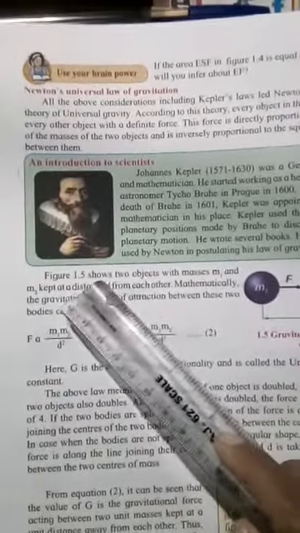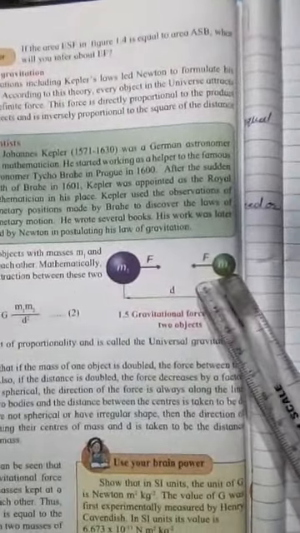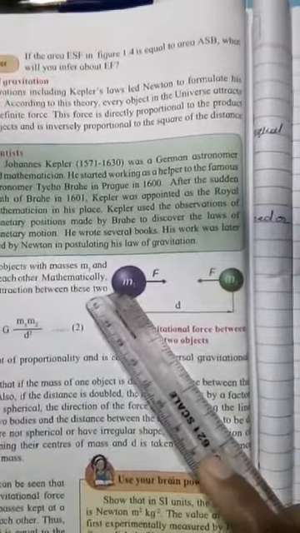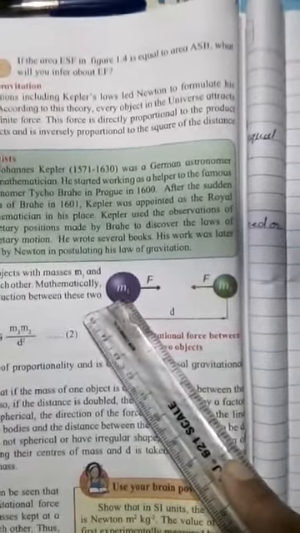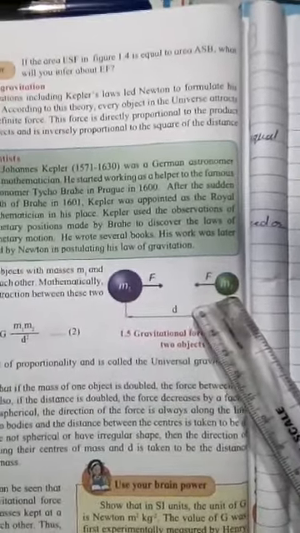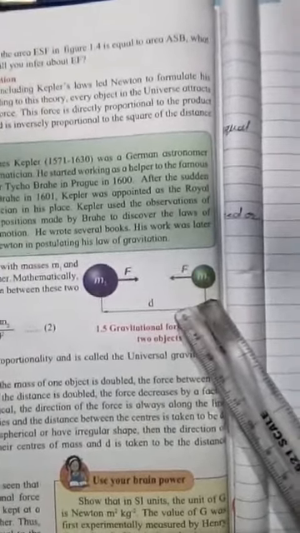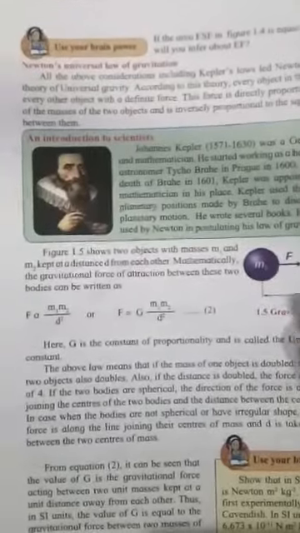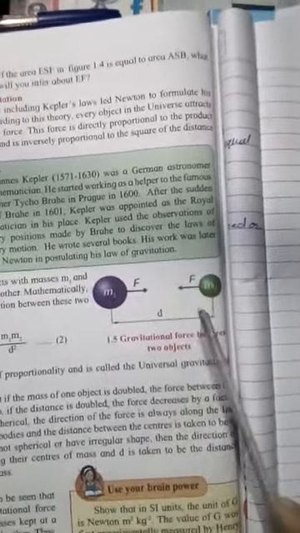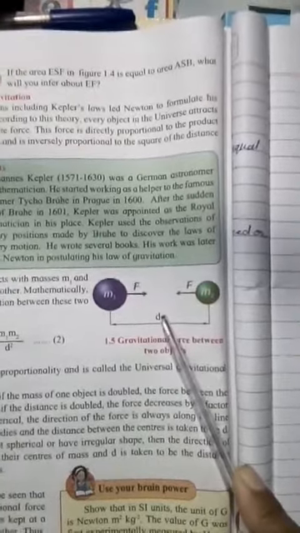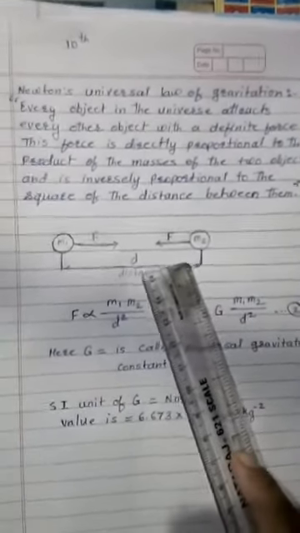Figure 1.5 shows two objects with masses m1 and m2. Here they have given the figure and shown the masses of the objects. The first object has mass m1 and the second object has mass m2. The distance between these two objects is denoted by d. I have also drawn this figure like this. You have to prepare these notes in your notebook.